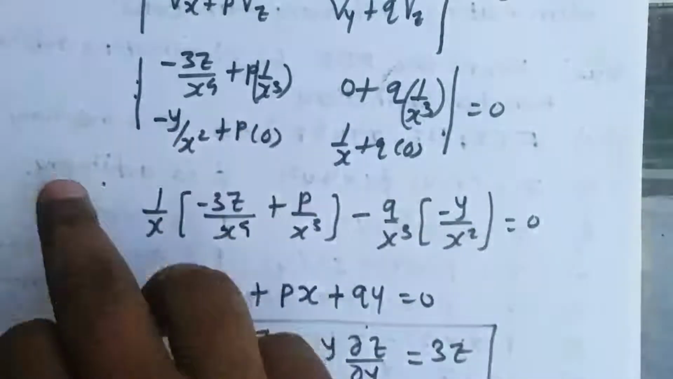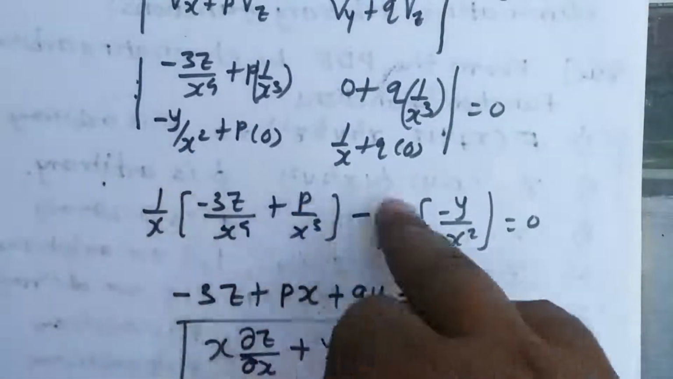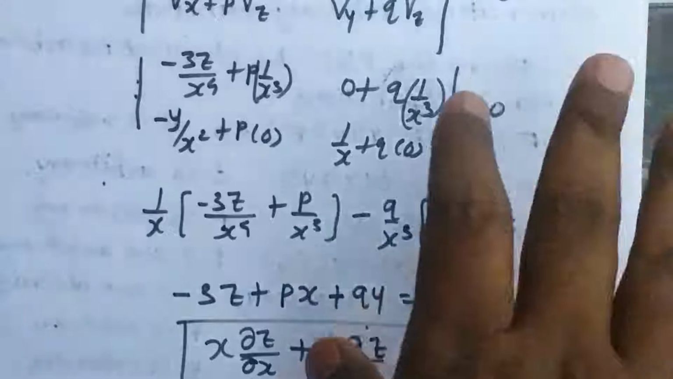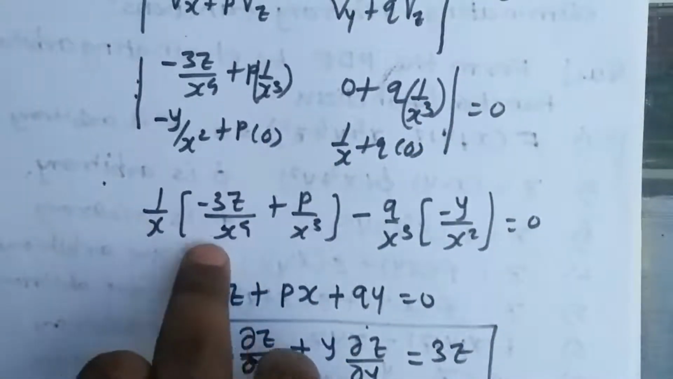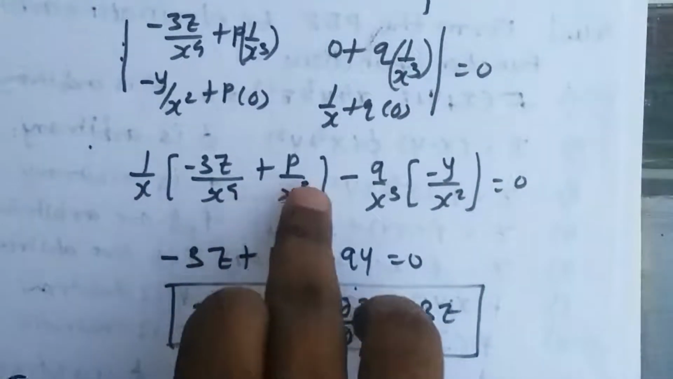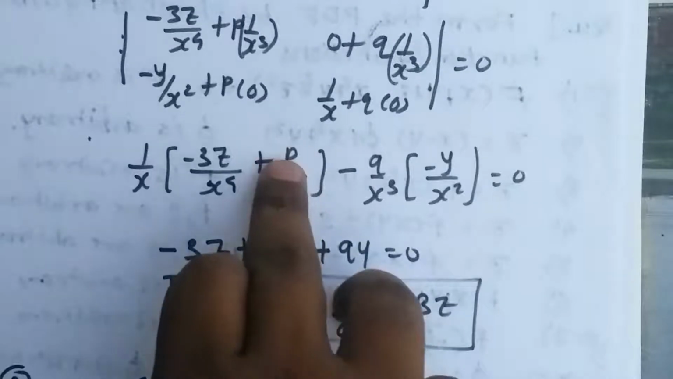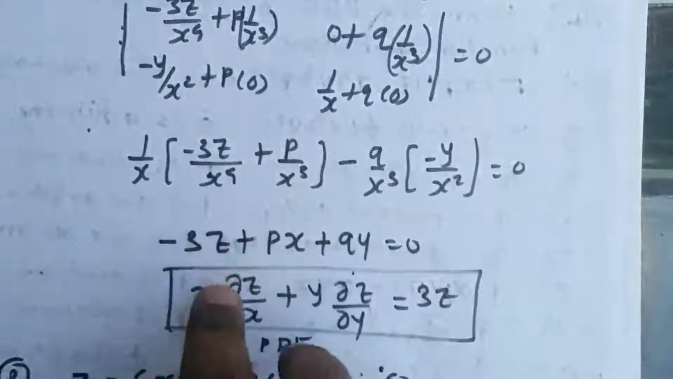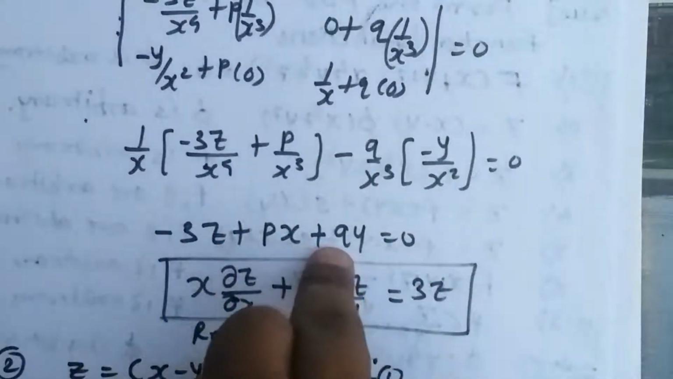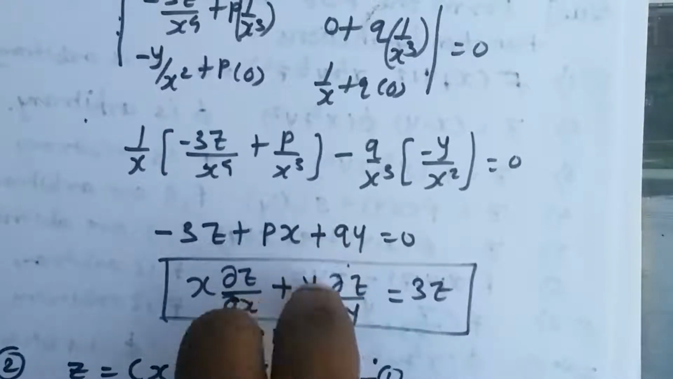Now if I multiply throughout by x raised to 5, on the right hand side we have 0, so that will remain 0. In the denominator, the terms of x raised to 5 will get cancelled, and here we have x raised to 4, so x will get multiplied into p. So this is the step we get after multiplication by x raised to 5.